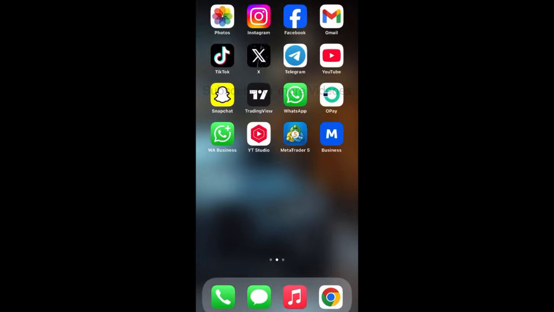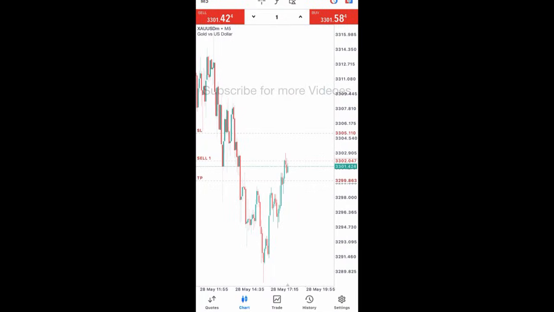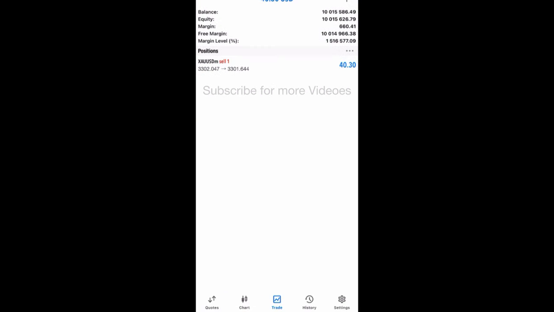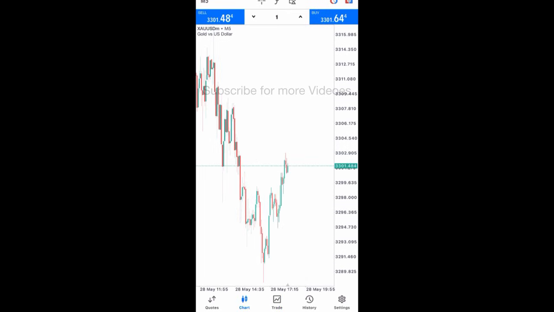So I'm going to go to my MetaTrader 5. Okay, this is a demo account. Do you understand? Now, how can you guys place a trade? Just looking at this chart right now, you can place a trade. Do you understand?